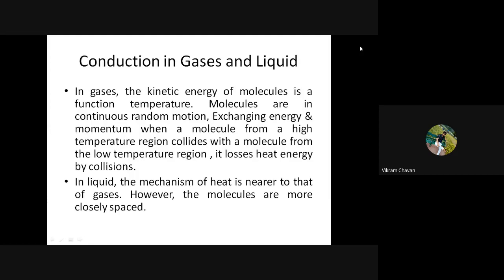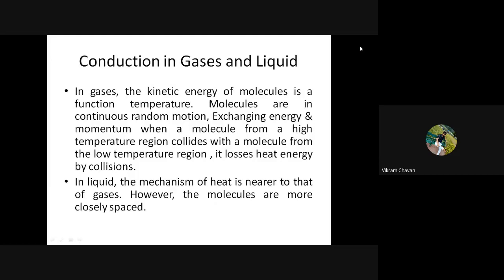When a molecule from a high temperature region collides with a molecule from the low temperature region, it loses heat energy by collision.